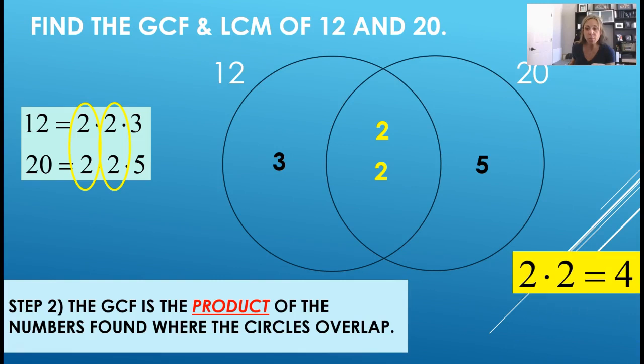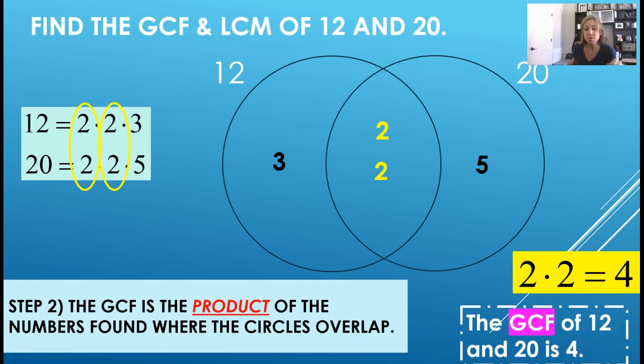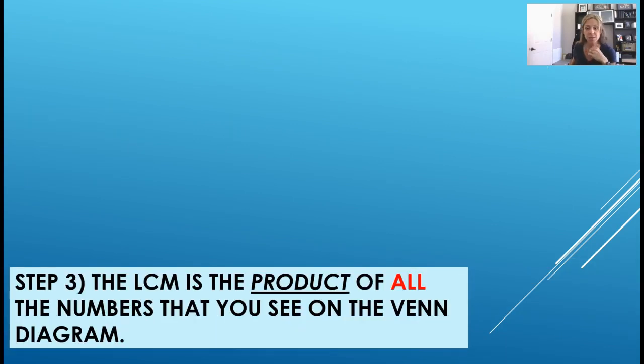So in the overlap part of the circle, I'm going to multiply the 2 times the 2 because that is where they share their factors that they have in common. And since 2 times 2 is 4, the GCF of 12 and 20 is 4 because that is in the overlap part of the circle. All right, so now we know the greatest common factor is 4. Let's take a look at the least common multiple.